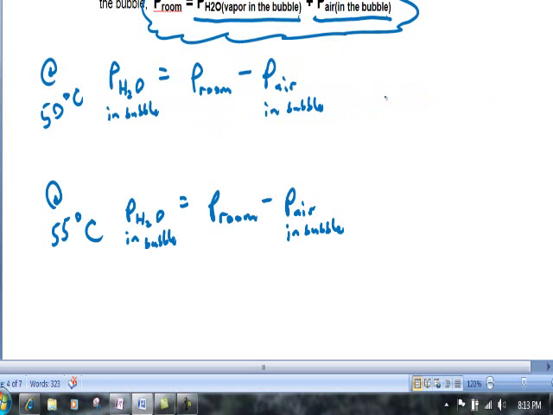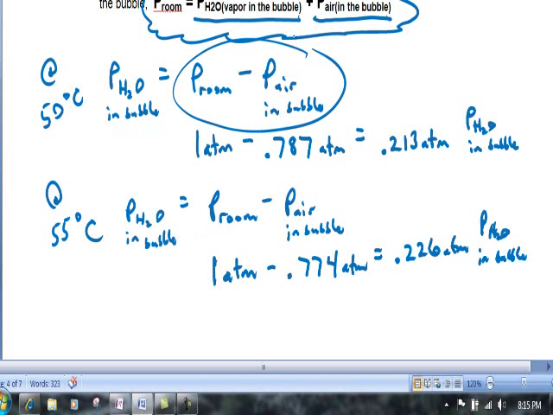We can rearrange this relationship that the total pressure in the room is the water vapor pressure in the bubble plus the pressure of the air in the bubble to get an equation where the pressure of the water vapor in the bubble is equal to the pressure in the room minus the pressure of the air that's present in the bubble.